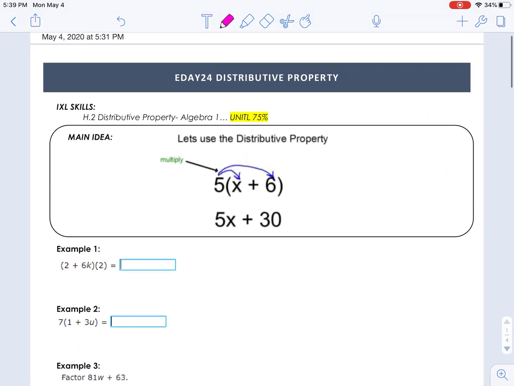Welcome to eDay24. Today we're going to work on the distributive property. We worked on the distributive property on Friday, but we are going to extend it a little bit. We are going to be working in Algebra 1, and you only have to go to 75%.